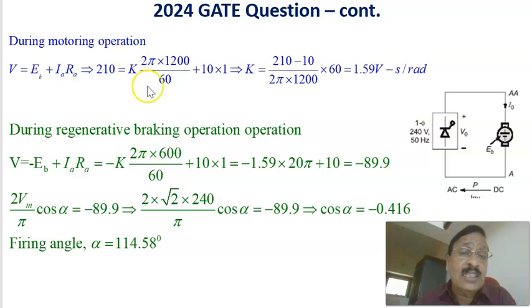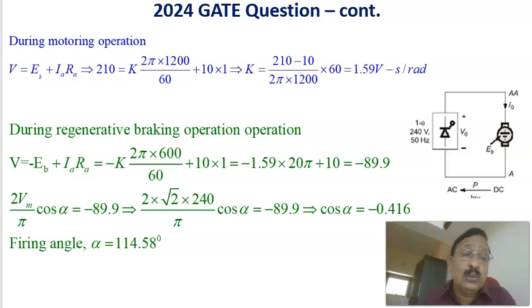Now, from this equation, we can find out this constant. The idea is to first find out this motor constant K from the rating of the motor. Substituting here, we get K equal to 1.59 volt second per radian. Therefore, this is the constant of the machine.